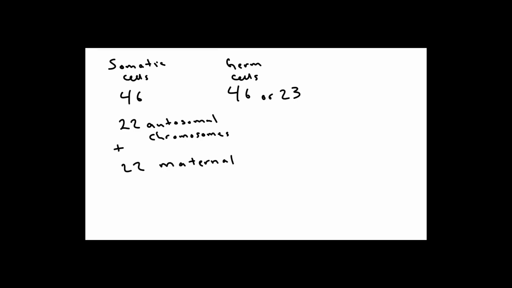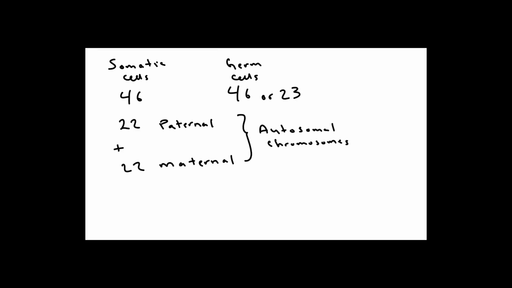And these are the autosomal chromosomes. Well, that leads us to 44. Where are the other two coming from? So the other two decide the biological sex of the organism. And for humans, it'll be the X and Y chromosome.